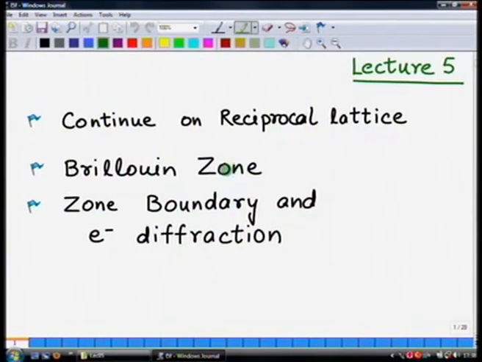And then why are we doing Brillouin zone? Something very interesting will happen on the zone boundaries. On the boundary of Brillouin zone, something will happen, and that is related to electron diffraction, and therefore any electron wave which conducts, because of which conduction happens, something will happen to that. So, those are the three topics which we will cover today.